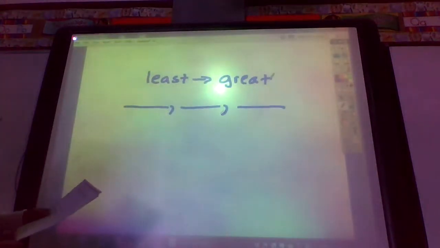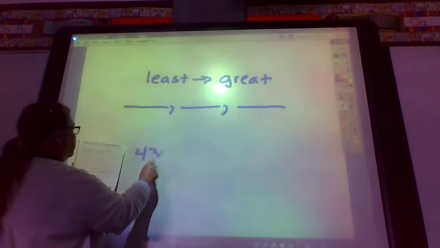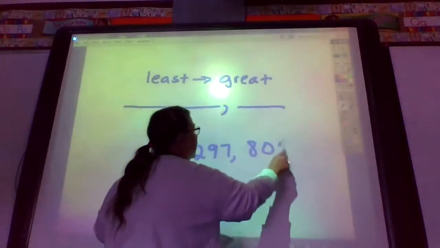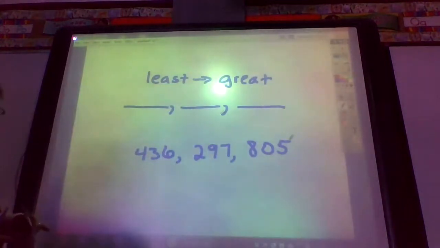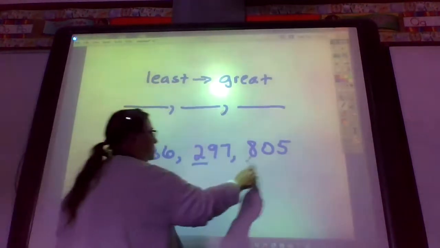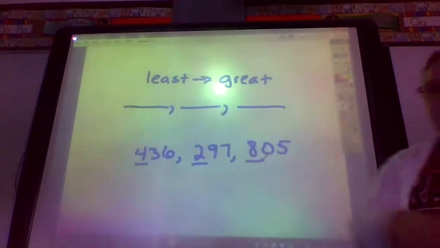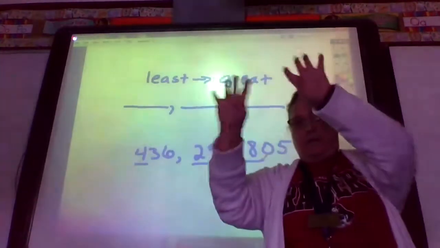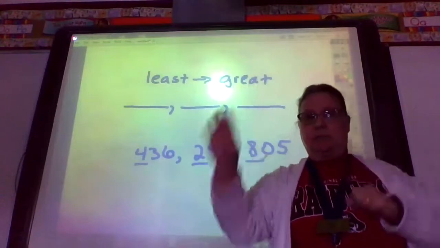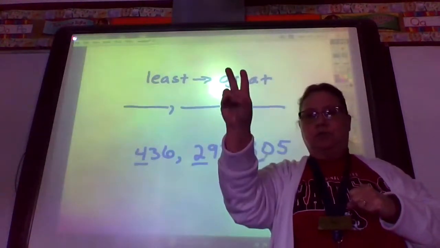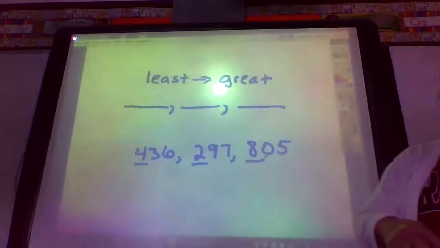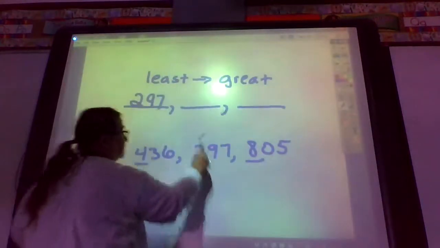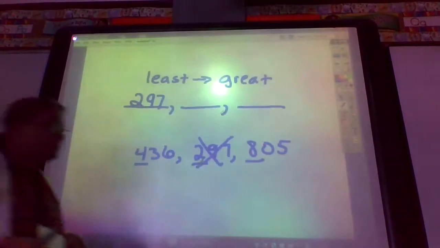Okay? So, I have 436, 297, 805. Least to greatest. I have a 4, I have a 2, and I have an 8. Which is the littlest? 4, 2, 8. The 2's the littlest. So this number is going to be first. 297. That one's first.